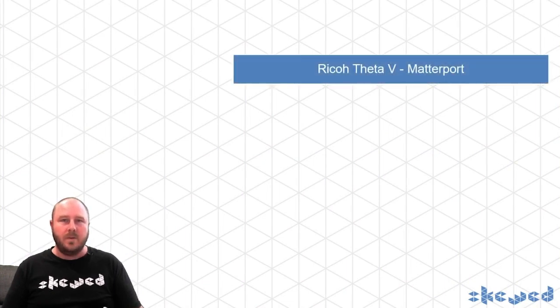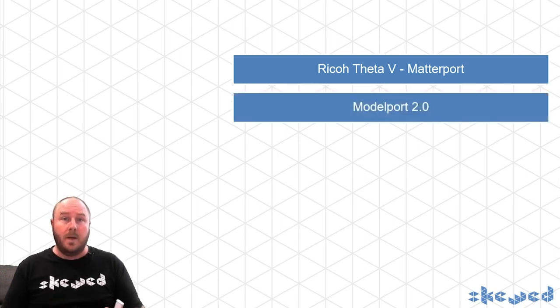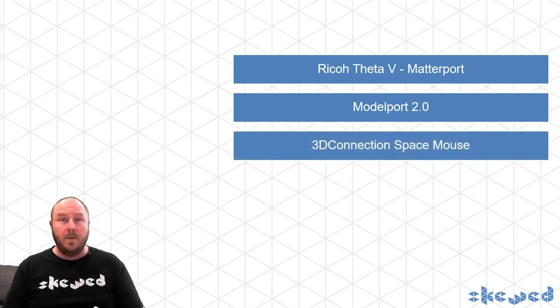One of them is the use of 360-degree cameras and online cloud computing that essentially turns them into photogrammetry. Matterport is one of them, but there are many others available. ModelPort 2.0, once again, is not a new tool, but it's been developed out of the US and a lot of people may not be aware of it. I want to talk about the 3D Connexion SpaceMouse. I know there are a number of people around the world that currently use these, and I just want to share my experiences with it, which might be of interest to you as well.